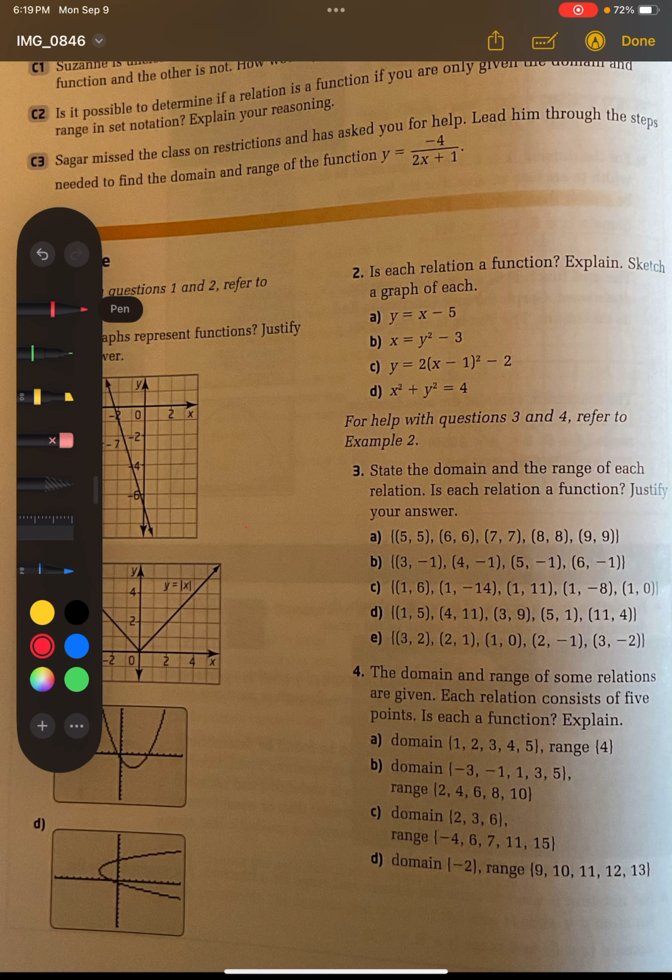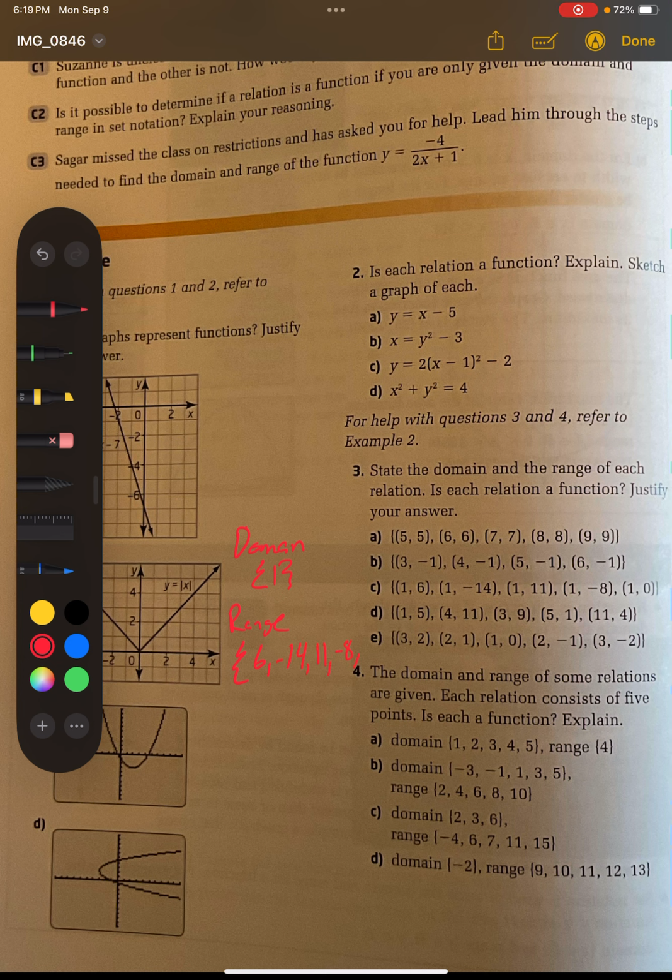Now, the domain in this case is 1. And the range is a set of numbers. What is it? It's 6, -14, 11, -8, and 0. And that is the domain and range of C. Let's look some more.